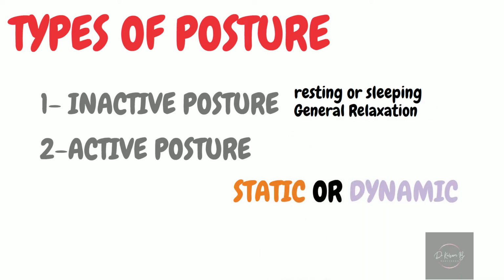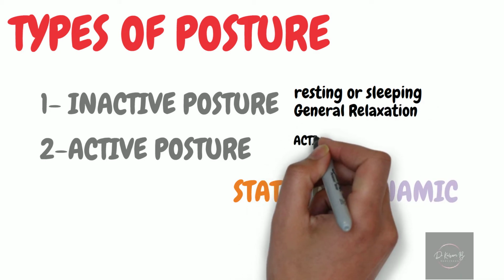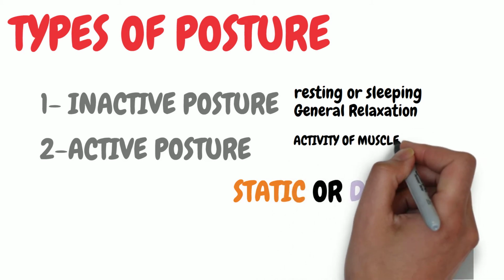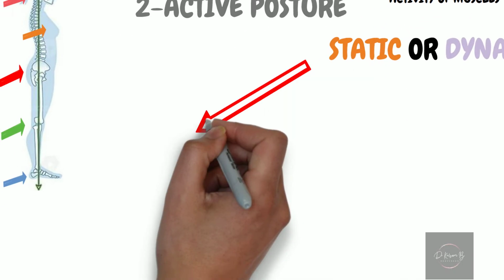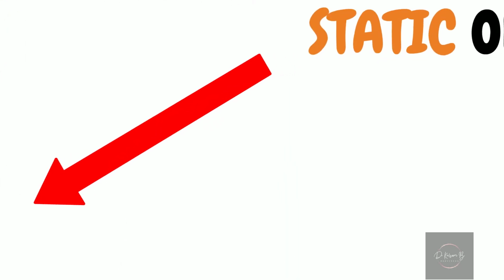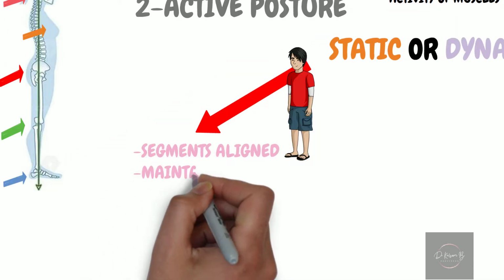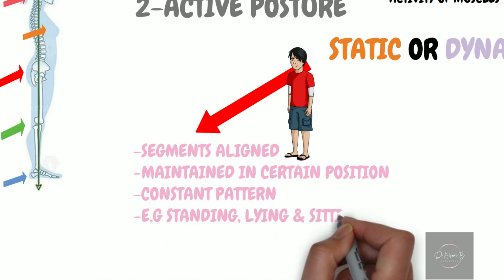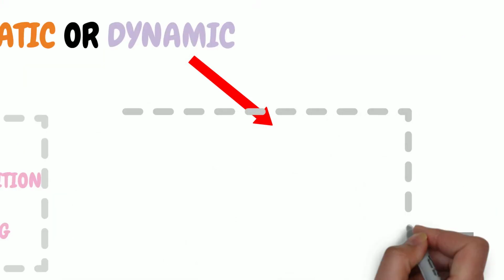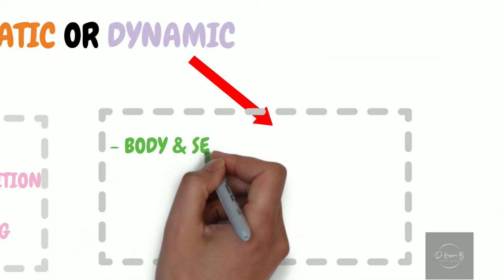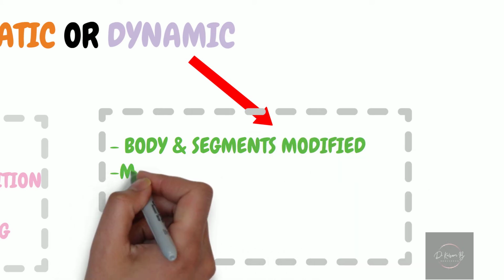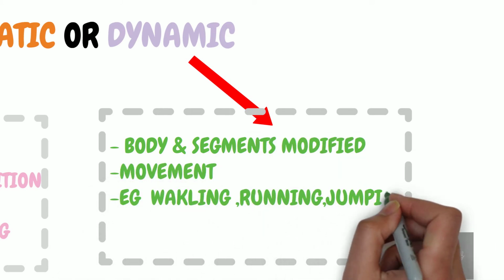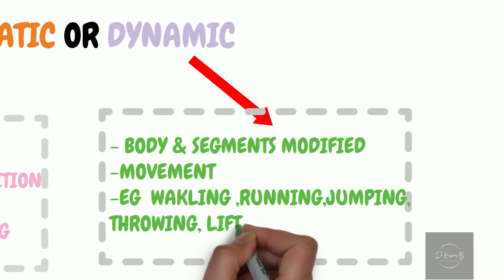Active postures: integrated activity or action of many muscles is required to maintain active postures. It may be either static or dynamic. Static posture: the body and its segments are aligned and maintained in a certain position, a constant pattern of posture, that is standing, lying and sitting. Dynamic postures: the body and its segments are constantly modified and adjusted to meet the changing circumstances which arise as a result of movement, that is walking, running, jumping, throwing and lifting.